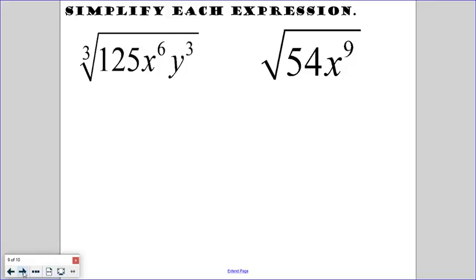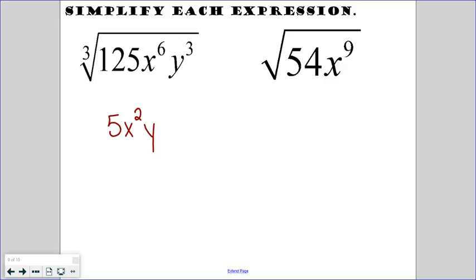We don't spend a lot of time with cube roots in here. I don't spend a lot of time talking to you about perfect cubes, but hopefully we recognize some of the smaller ones like 125. What is the cube root of 125? 5. Yeah. So this one actually turns out really nice. 3 goes into 6 2 times. 3 goes into 3 1 time. That one is a perfect cube. We get 5x squared y.